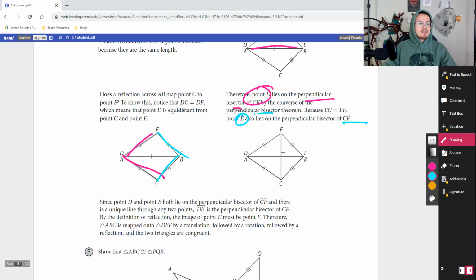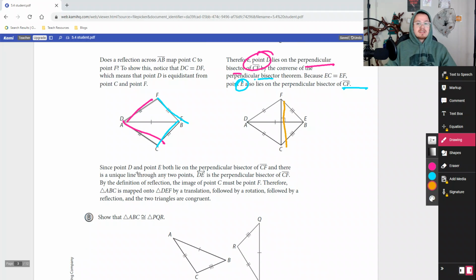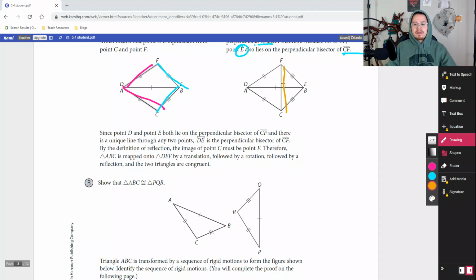So we get into looking like a little kite, right? So since point D and point E both lie on the perpendicular bisector of CF, and there's a unique line through any two points, the line DE is the perpendicular bisector of line segment CF. Long story short, they're congruent, right?